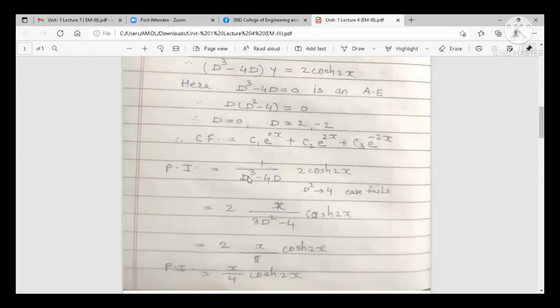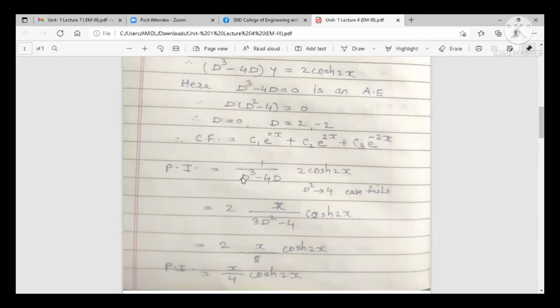If we replace that d square by 4, so this is d cube. We can split d cube as d into d square. And the value of d square is 4. So this term will be 4d, and the second term is also 4d, and subtraction is there. So 4d minus 4d is 0, a case of failure. This 2 is a constant, so write it down as it is. It is a case of failure, so multiply the numerator by x.